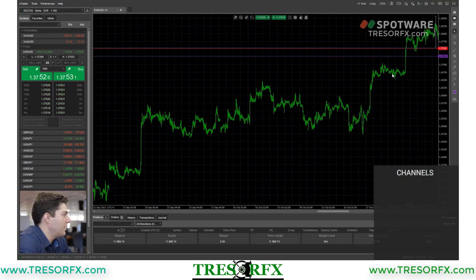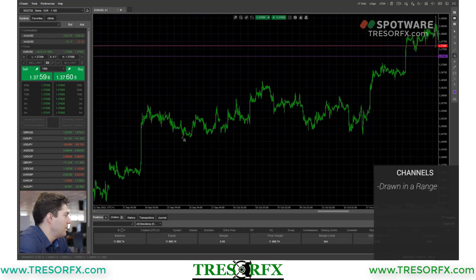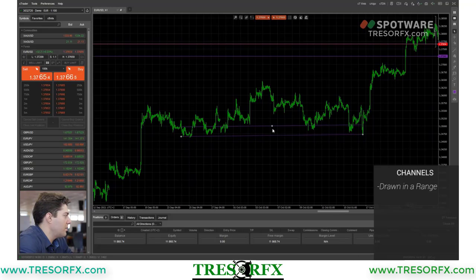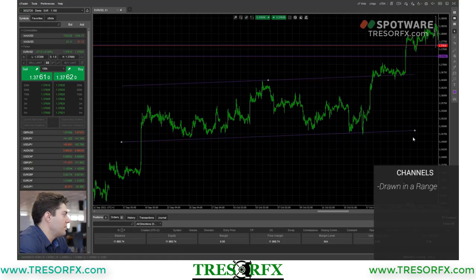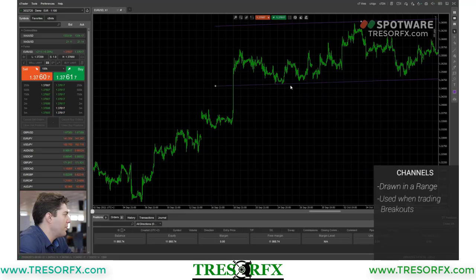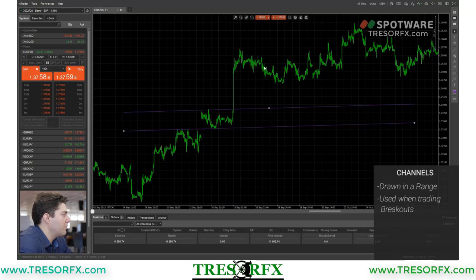They are drawn in a range. So for example, we select the channel tool first, equidistance price channel, and the channels are drawn where the price is going in a range. So see, here we have like a channel. They mark support and resistance levels. This is a support level that was broken, and then it continues on. Channels are useful when trading breakouts also. So in this place, for example, when you have a very tight channel and the market is expecting something, you can trade breakouts.